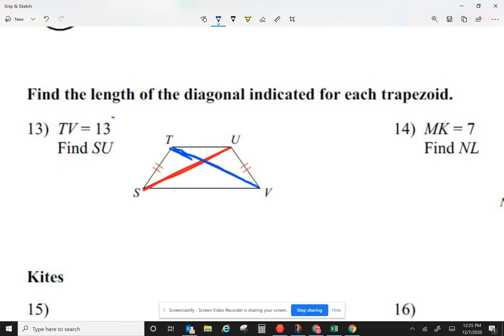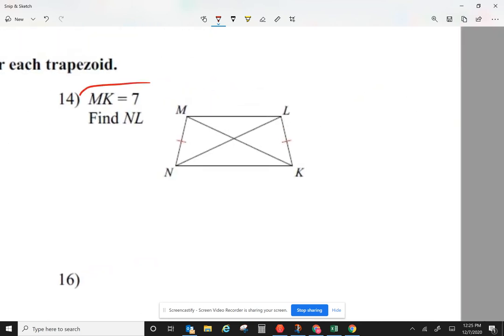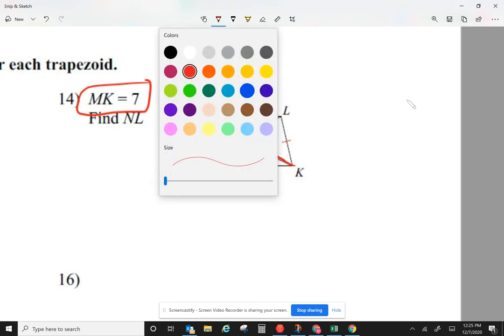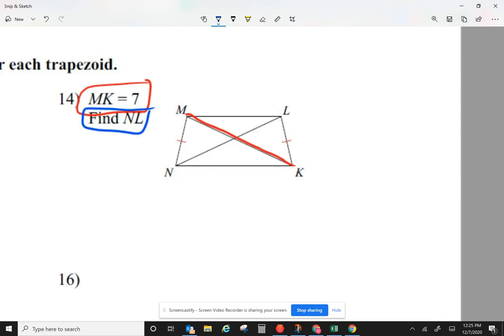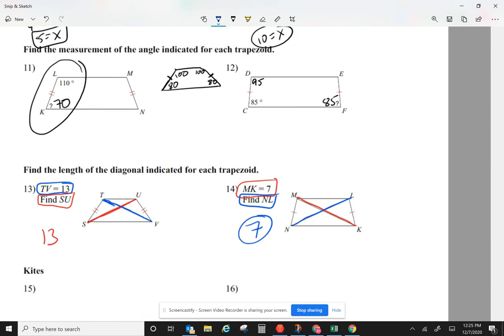So if you notice, I said TV is equal to 13. That's the blue diagonal. I'm asking how big is SU, the other diagonal. But I just said they are equal to each other. So one of them is 13. The other one is 13. Let's take a look at question number 14. I know MK equals 7. That's this diagonal. I want you to tell me how big is NL. That's this other diagonal. But remember I said that they're both equal to each other. So 7. Now to make sure you're paying attention, on trapezoids, some of your numbers will be decimals.